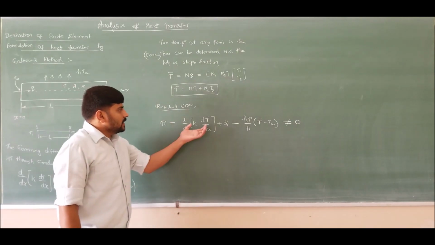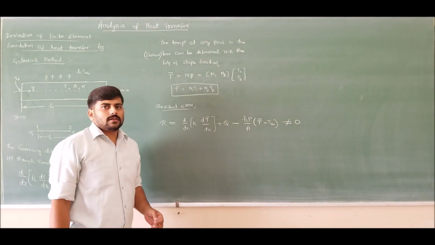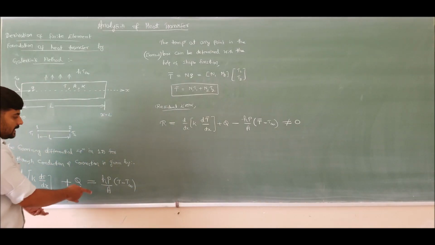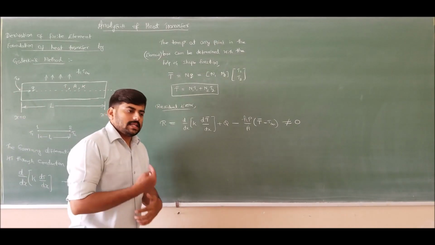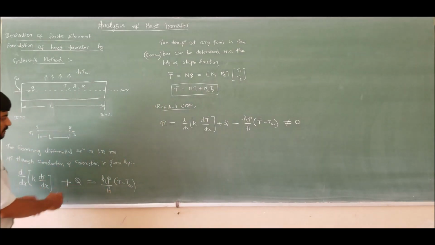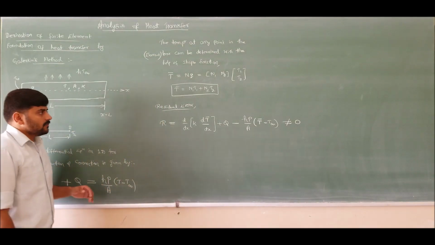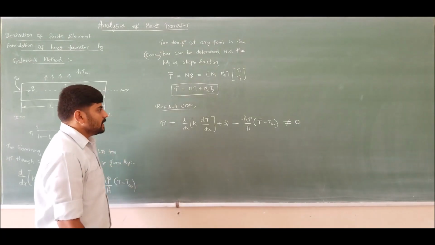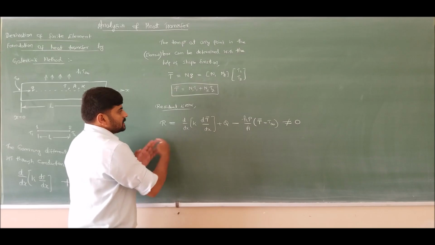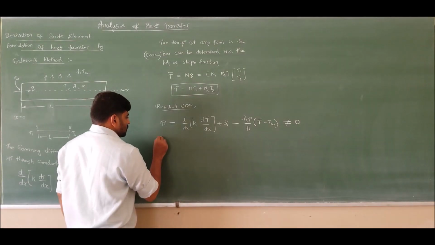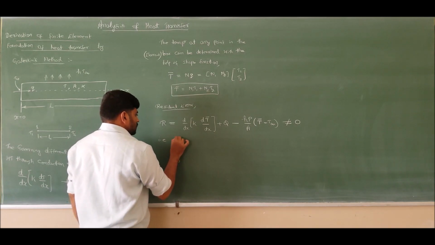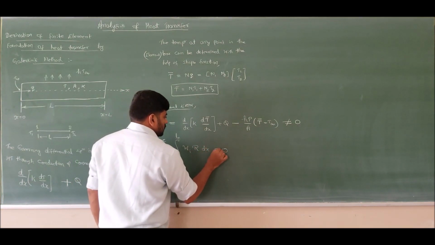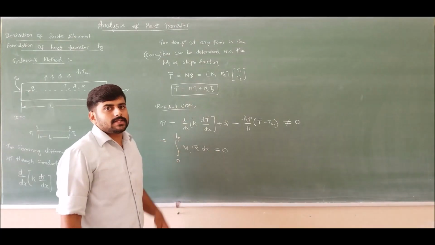Now, to make this value equal to 0, I should multiply by the weighting function and integrate over the entire length. If I multiply the weighting function on both sides and integrate over the entire length, then I can make the LHS equal to RHS, or the difference will be equal to 0. Therefore, you have to get rid of this residual error. If I multiply the weighting function and integrate over the entire length, I can make this equation equal to 0. I can correct the residual error.